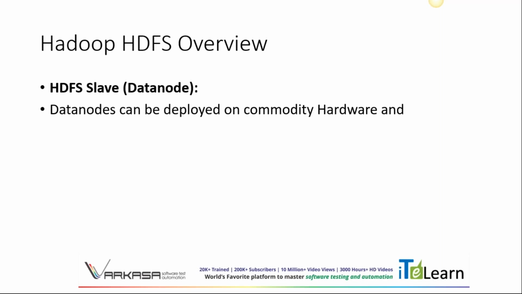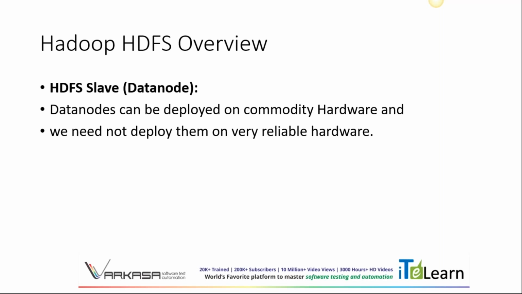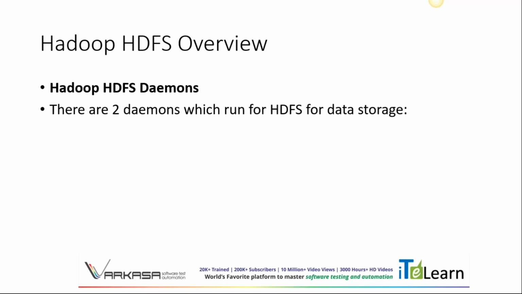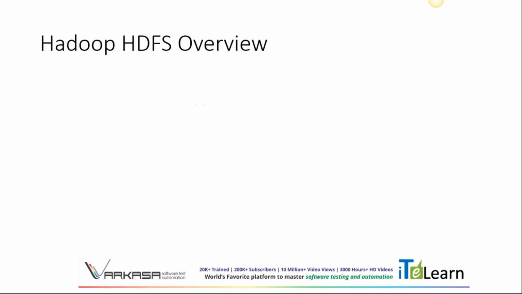Data nodes can be deployed on commodity hardware or inexpensive hardware, and we need not deploy them on very reliable or expensive hardware. In order to run these name nodes and data nodes, we have daemons, which are processes. There are two daemons which run for HDFS data storage: one is the name node and the other is the data node. Daemon means a process. So there are two processes running continuously on the name node and data node.